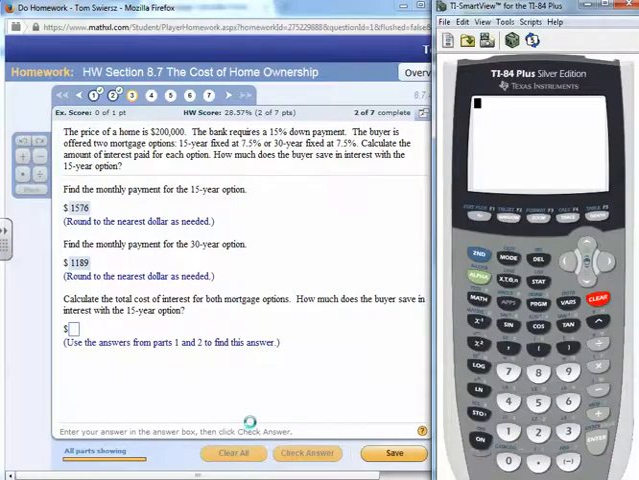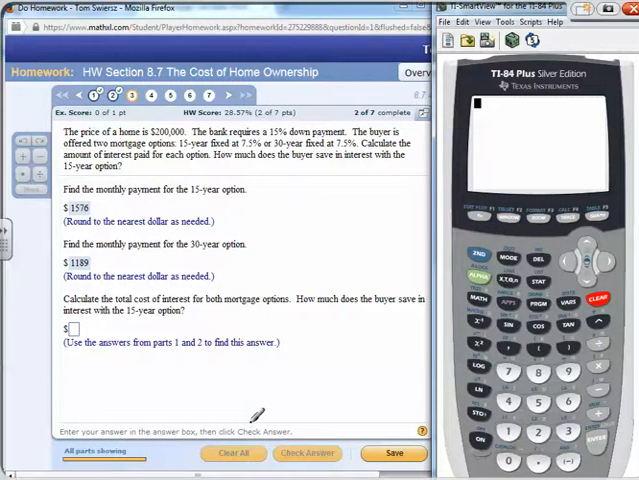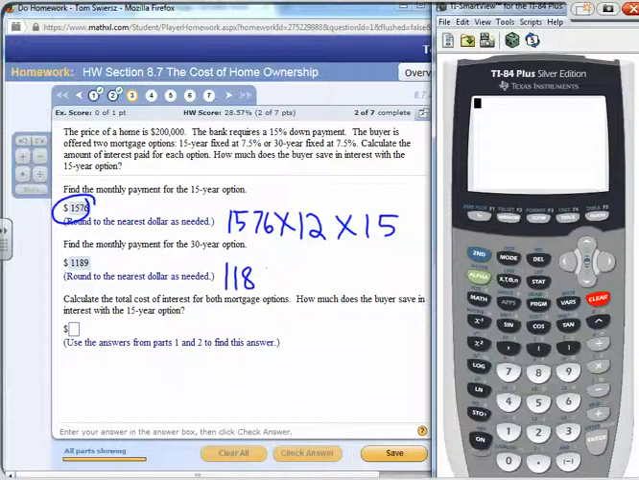Now, calculate the total interest. What we'll do is calculate the total amount of money both spent after the down payment, because the down payment is the same, so we don't need to include that. Okay, how much did they spend for the 15-year option? They spent $1,576, 12 times a year, for 15 years. Okay, so we'll do that. For the 30-year option, it's going to be $1,189 times 12 times a year, but it's going to be times 30.